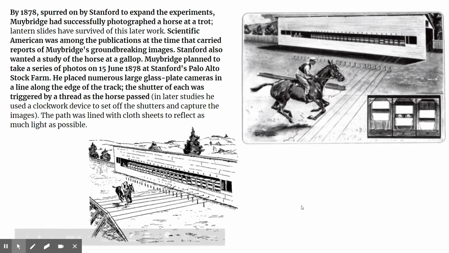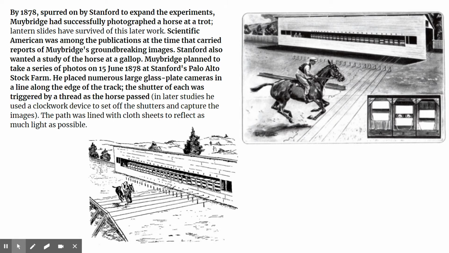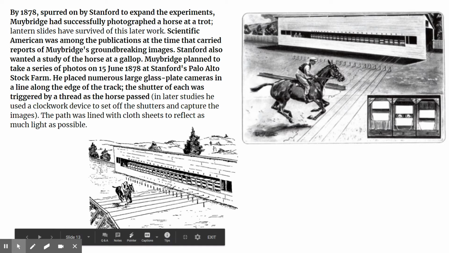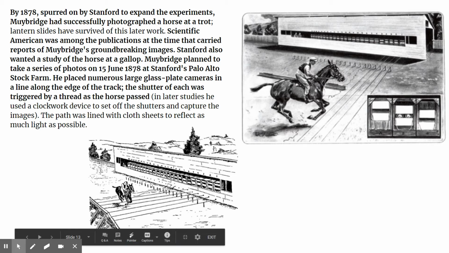He had these strings, each one attached to a different camera. As the horse ran past, it broke the strings, and it also set off the camera. Each time he broke a string, the camera took a photograph. And so it was able to take photograph after photograph, not one camera, but several cameras right in a row. That is how he was able to capture that visual information.